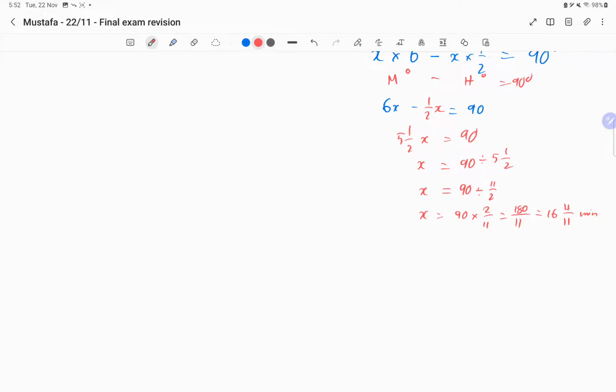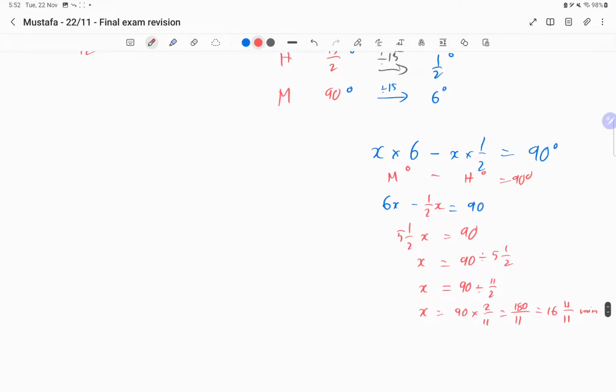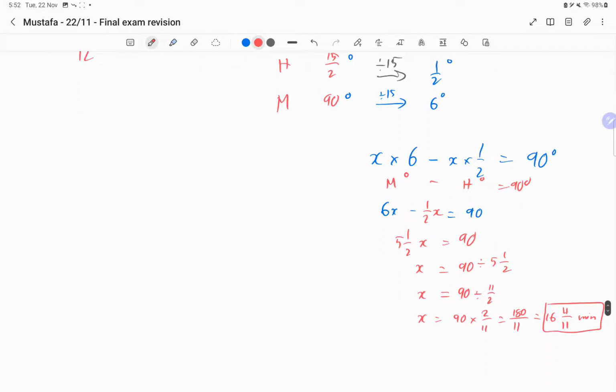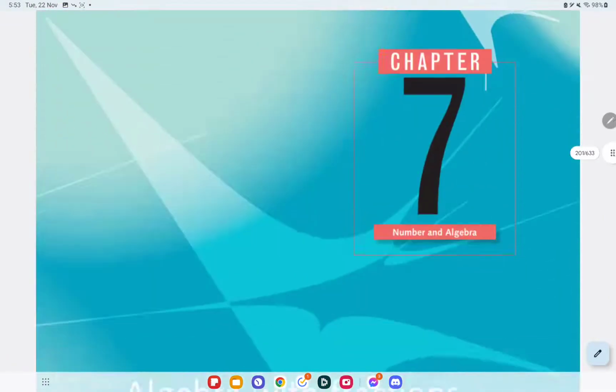I think if you give it as a decimal it should be okay too, or even just 180 over 11. But yeah, the mixed number is the answer that they give you in the textbook. All right. Next. So that was chapter 6. The next one is chapter 14.